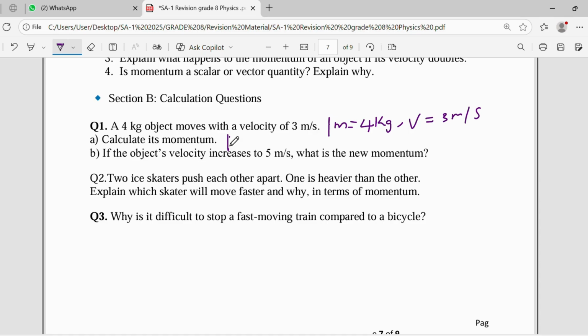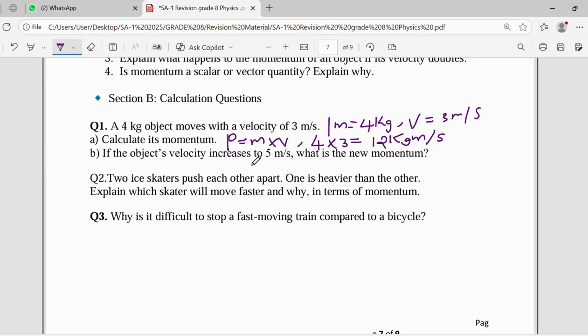You know the formula to calculate the momentum. Momentum P equals mass times velocity. So here mass is 4 kg, so 4 times 3. Pretty simple, you'll get 12. And what is the unit of momentum? Kilogram meter per second. So that is the answer for the first part.